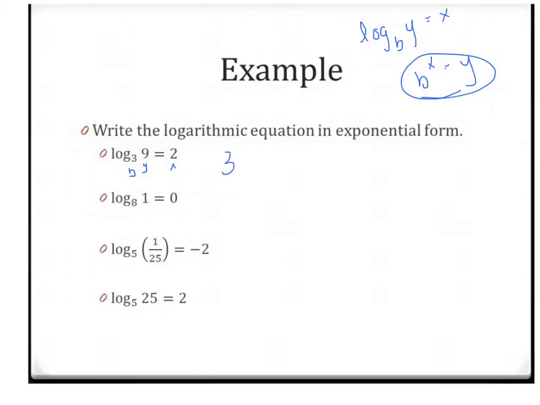So 3 squared equals 9. And so you see then we get a true statement. Okay, what about the next one? 8 to the 0 equals 1. Again, a true statement. Okay, next, 5 to the negative second equals 1/25. And then we have 5 squared equals 25. Okay, so do you see how we can go back and forth between logarithmic form and exponential form?